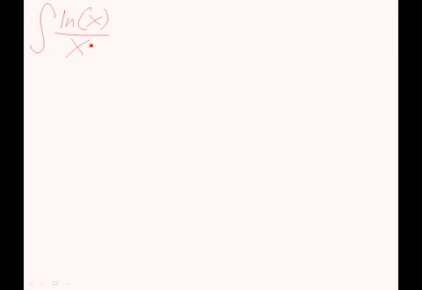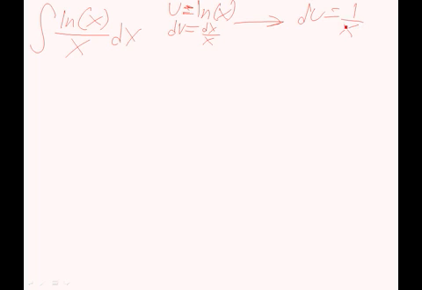So I could have dx. I could have u equal natural logarithm of x, and I could have dv equal dx over x. The corresponding du then will be 1 over x, and corresponding v will be none other than natural logarithm of x.